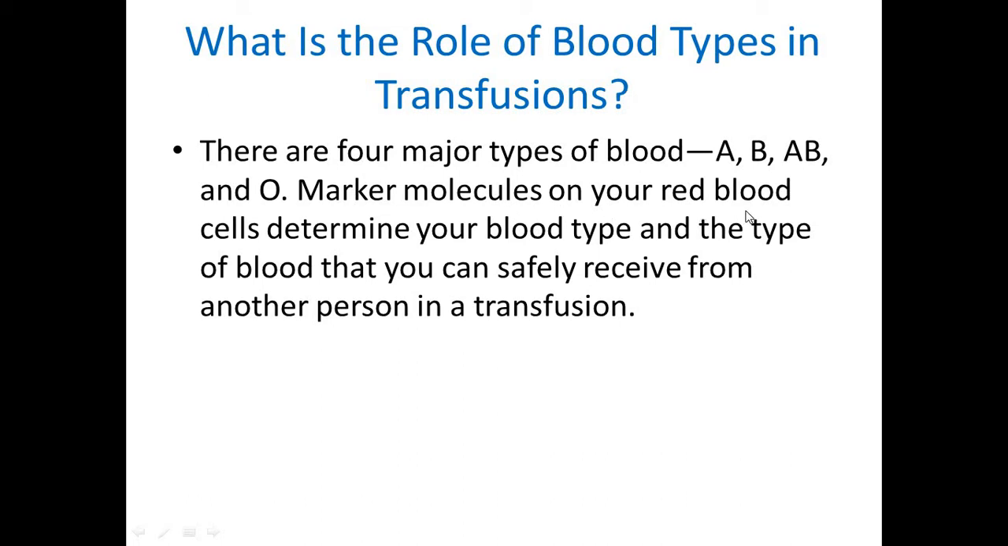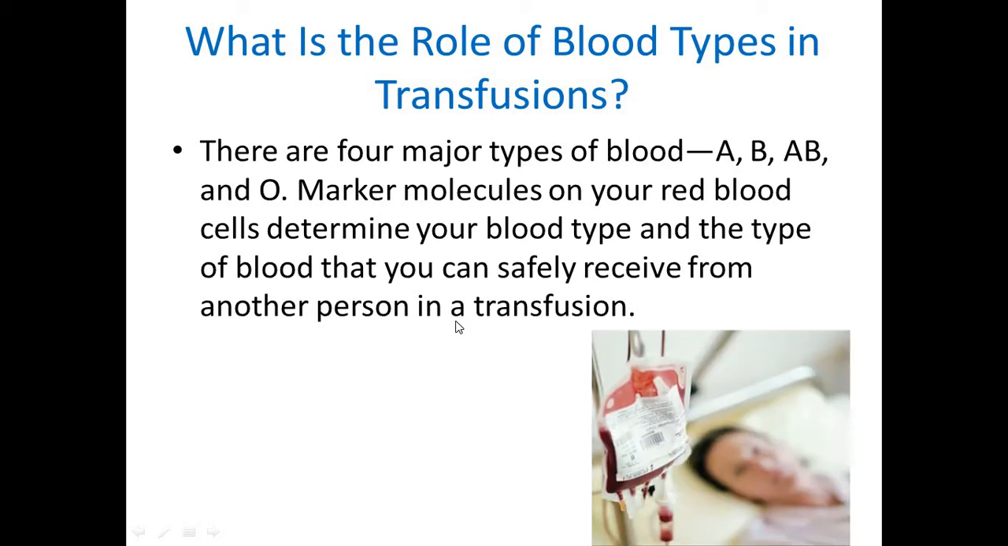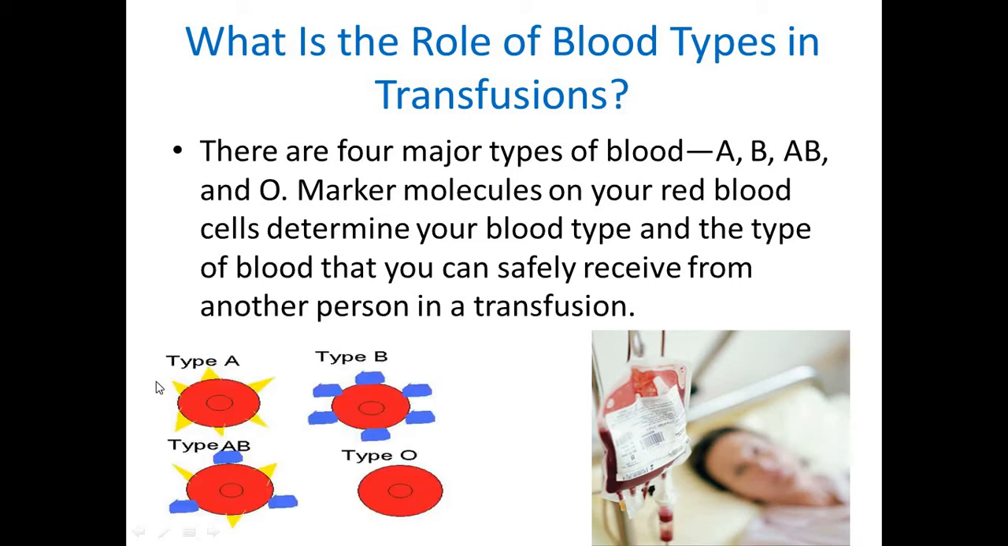So marker molecules on your red blood cells determine your blood type and the type of blood that you can safely receive from another person in a transfusion. Here, this person receives blood. As we can see here, we have four types of blood: type A, type B, type AB, and type O.